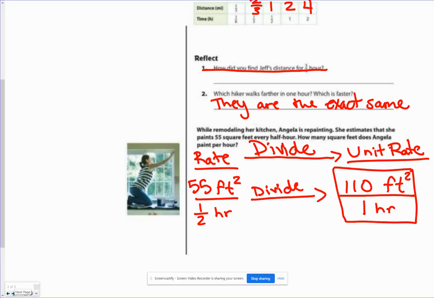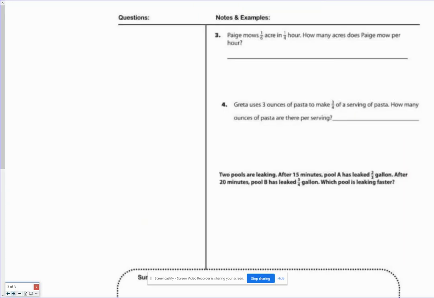All right, remember to pause the video if you need to. Writing every problem down, please. Let's go to the next one. Paige mows 1/6 of an acre in 1/4 of an hour. How many acres does Paige mow per hour?